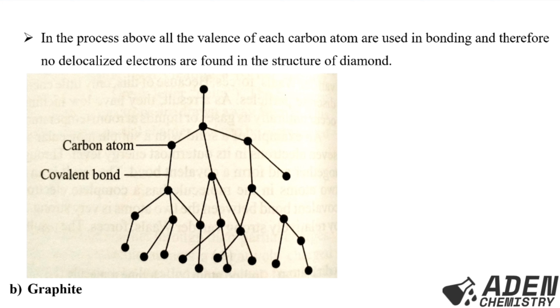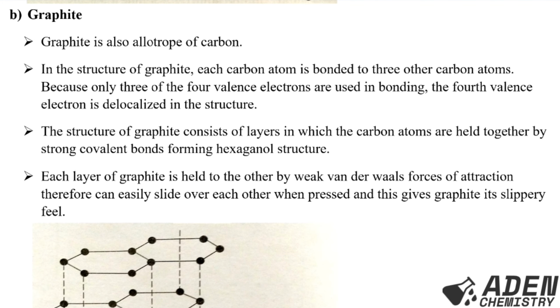So next we are going to go to the second, that is graphite. So we're saying graphite is also an allotrope of carbon. Remember we have defined the term allotropes. So in the structure of graphite, each carbon atom is bonded to 3 other carbon atoms. When we are dealing with diamond, we said each carbon atom is bonded to 4 other carbon atoms. So here in the structure of graphite, each carbon atom is bonded to 3 other carbon atoms. Because only 3 of the 4 valence electrons are used in bonding, the 4th electron is delocalized in the structure.